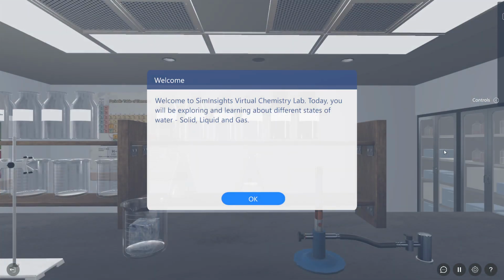Welcome to Sim Insights Virtual Chemistry Lab. Today, you will be exploring and learning about different states of water: solid, liquid and gas.